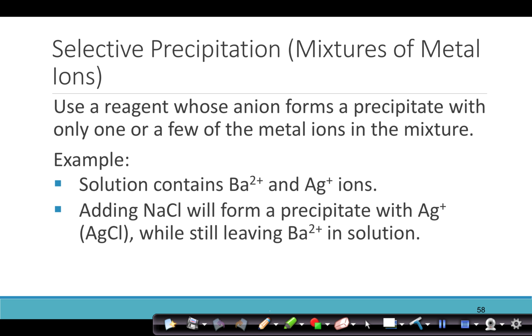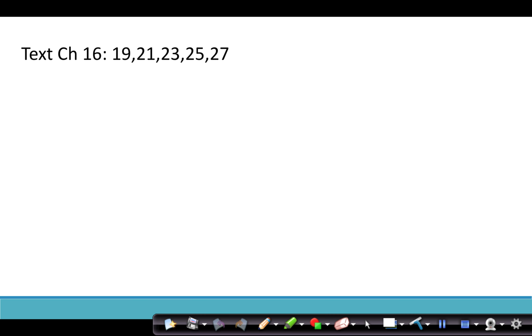But for example, if we had barium and silver, but we only wanted to get the silver out, chloride makes silver insoluble, but chloride does not make barium insoluble, so it wouldn't pull the barium out.